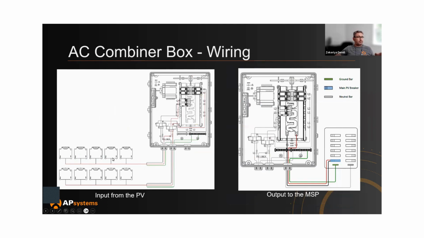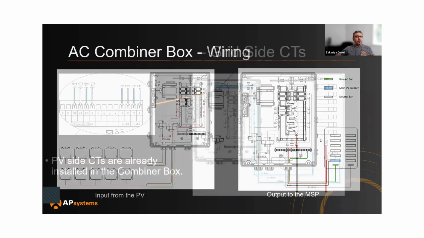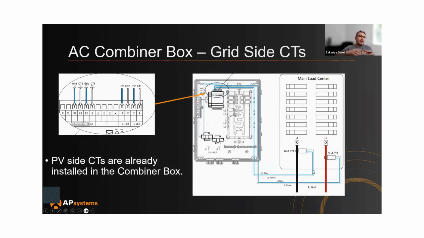Again, just another diagram showing how the microinverters are coming through the knockouts here and going through the CT. And for the output, you bring them from the lugs and attach them to your main service panel. Now I'm just going to show you the CTs, right? When you bring the output from the line one and line two lugs, attach them to your main service panel.